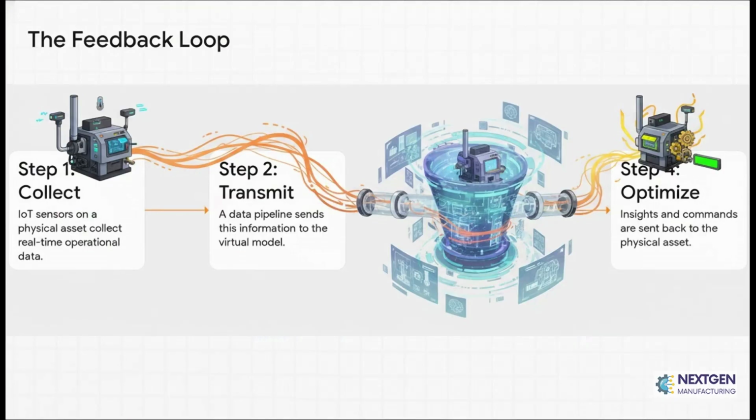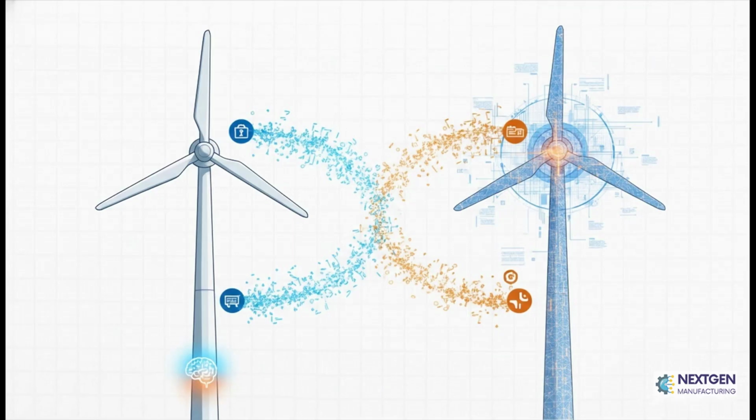And here's the crucial final step. The twin sends insights, or even automated commands, back to the physical machine, closing the loop and optimizing its performance on the fly. What you get is this incredible symbiotic relationship. The virtual world isn't just watching, it's actively making the physical world better. The real machine gets smarter because of its twin, and the twin gets more and more accurate because of its real-world counterpart. They learn from each other.